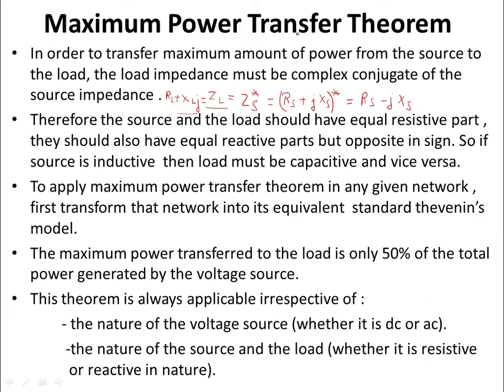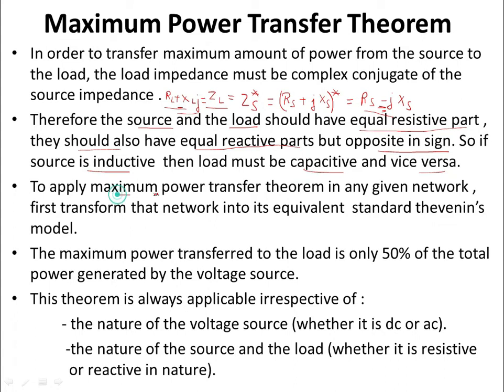So in order to transfer the maximum power, these two should be equal, meaning that the source and the load should have an equal resistive part. They should also have equal reactive parts, but their signs should be opposite. As you can see here it is plus and here it is minus. So if the source is inductive, then the load must be capacitive, and vice versa.